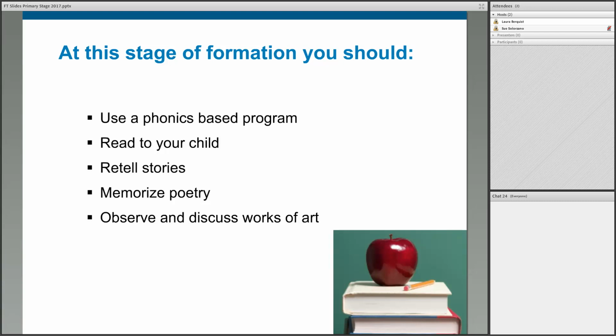One very important choice you make at this level is which reading program to use. And what I say to you primarily is make sure it's phonics-based. Phonics-based materials allow your child to read much more difficult material at a younger age. And it also helps with spelling.